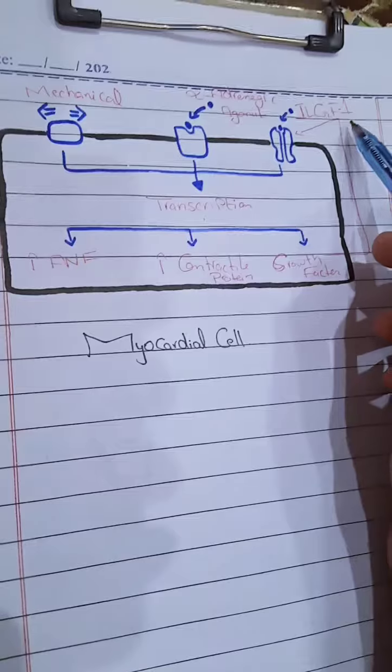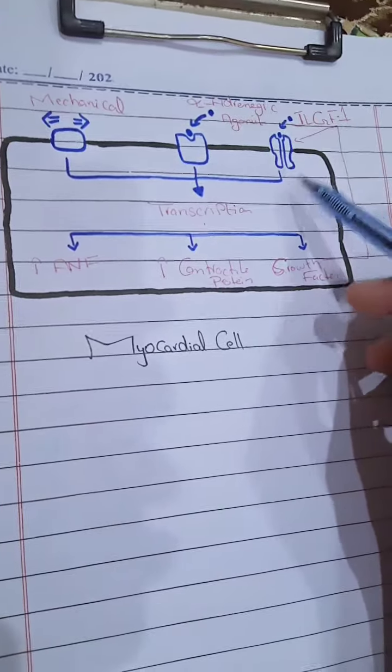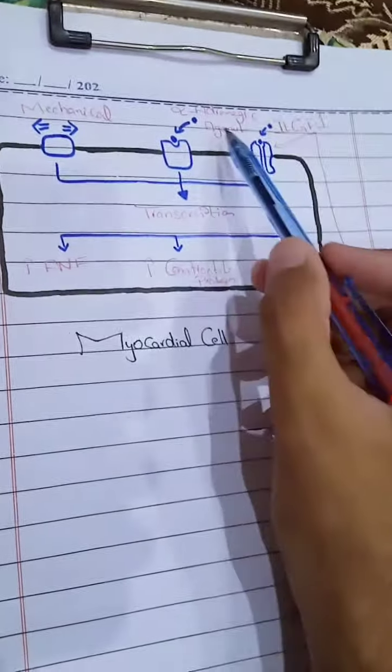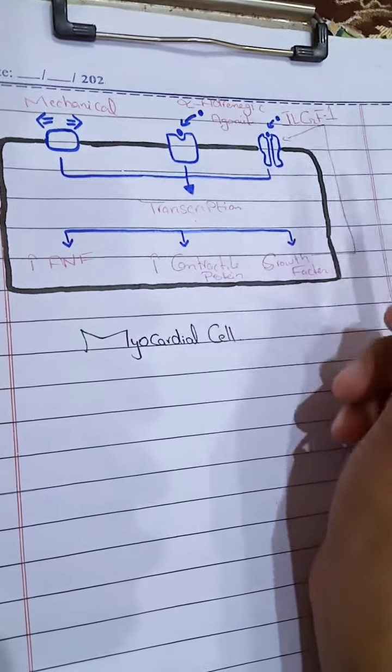And if there is hypersecretion of insulin-like growth factor, or a person is taking this factor from outside, then there is a very high chance of hypertrophy of the myocardial cell. Okay, then there is alpha adrenergic agonist, or the drugs which a person uses for a chronic time. It also causes hypertrophy of the heart.